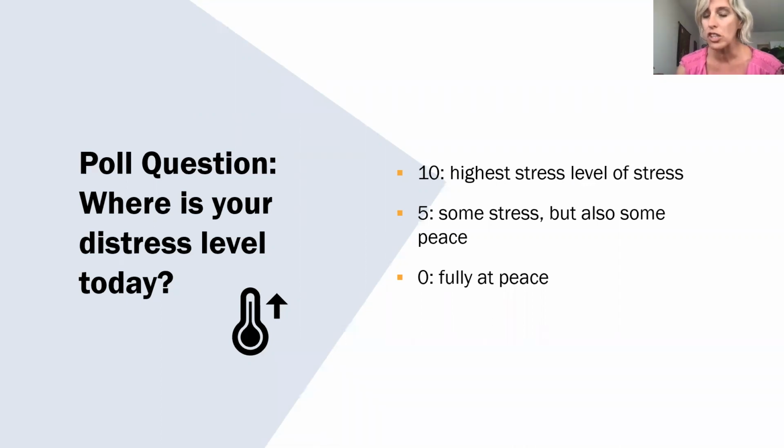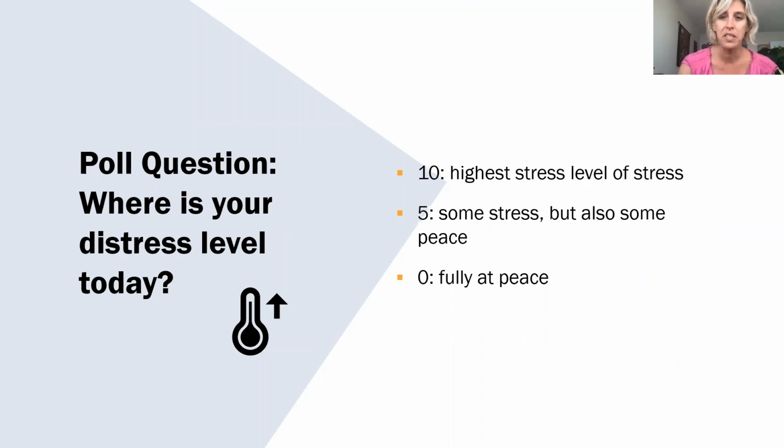If you're in the 0 to 5 range, now is the time to be implementing more of a self-care plan. And we're going to get to that in a little bit, but now is the time. The higher up from 5 you go, the harder it is to implement new self-care ideas.